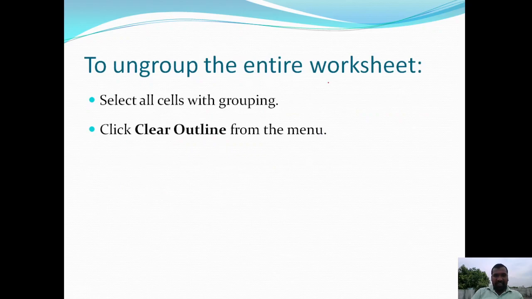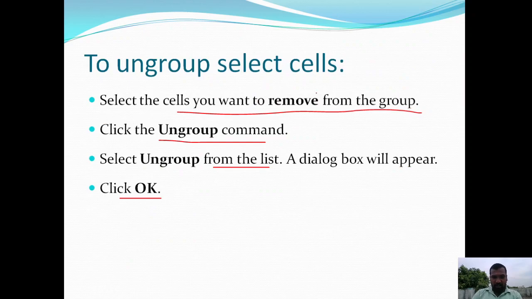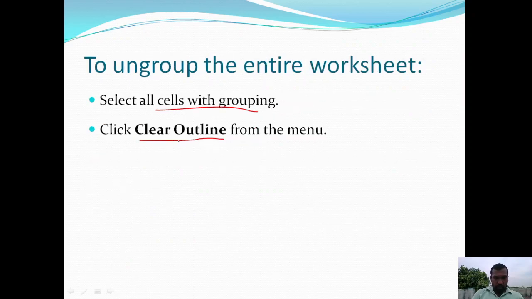To ungroup the entire worksheet, select all cells with the grouping. Click on clear outline from the menu. You can choose the clear outline menu from here. If you click on this drop down button, then the clear outline option will be there. If you go with that option, then all the grouping will be erased, and the information will be displayed as it was initially, before grouping.